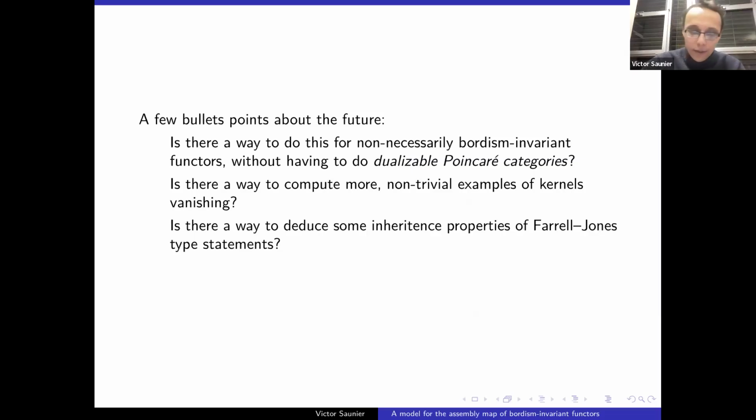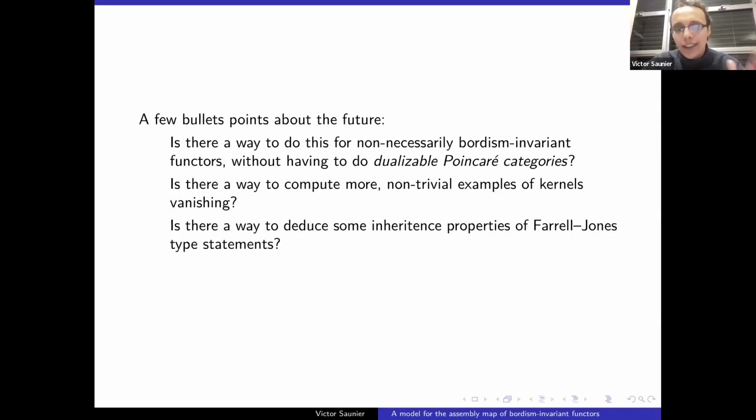And let me conclude. This is the extent of the computation and the things that happen in the paper, but you might be wanting to do more. I had to restrict all of this to bordism-invariant functors. What is kind of sad is that I don't really have a good model for things like K-theory or GW, which are not necessarily bordism-invariant.